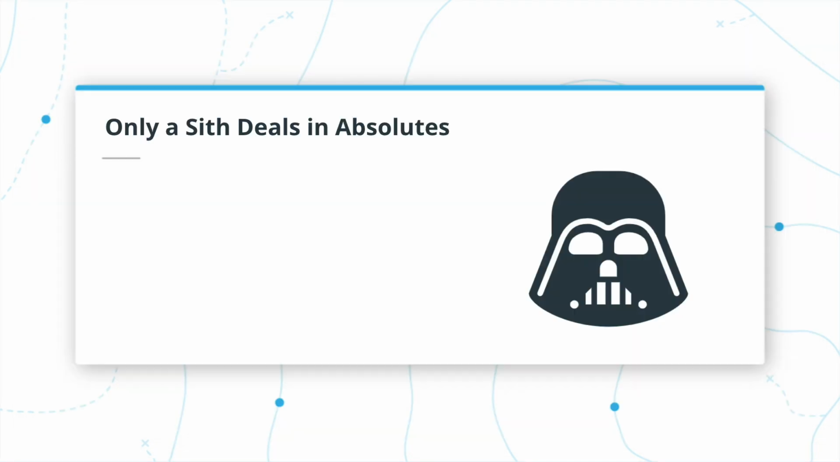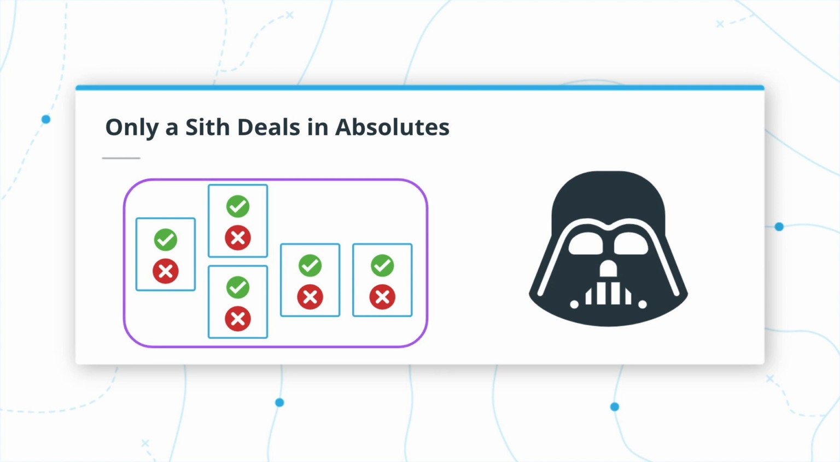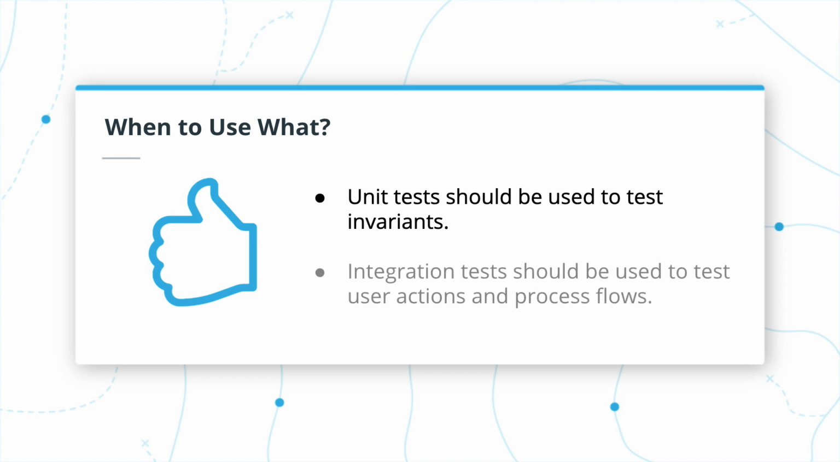As with many things in software development, there's a gray area between unit tests and integration tests. Sometimes you need to test a small, interconnected group of components or method calls at once, and even though more than one unit is under test, it really acts like a single unit test. The rule of thumb is that unit tests should be used to test invariants, conditions that do not change, and integration tests should be used to test user actions and process flows.